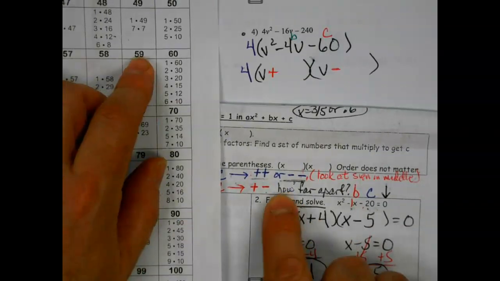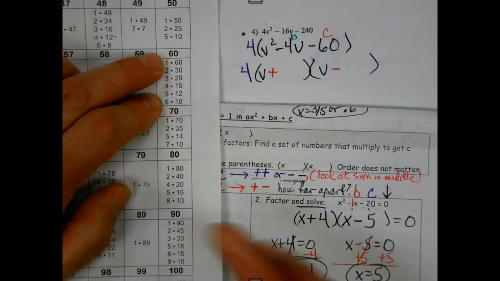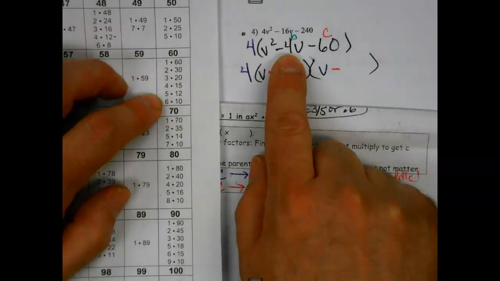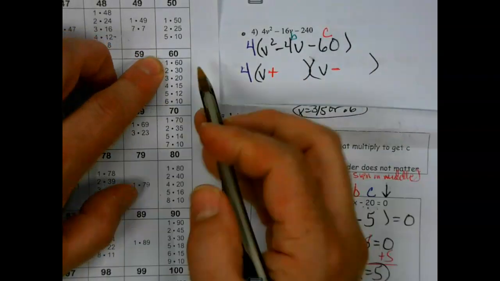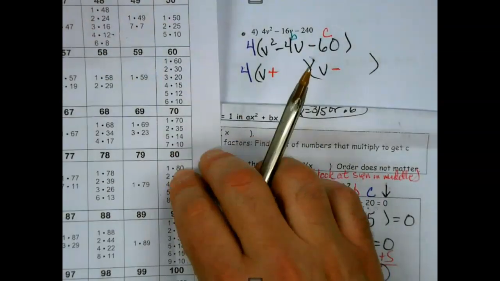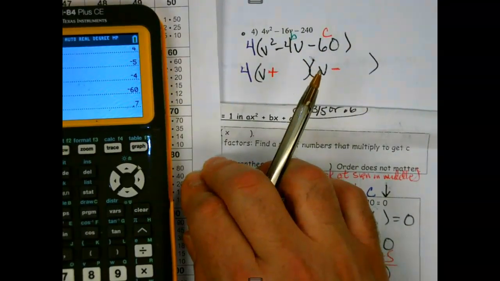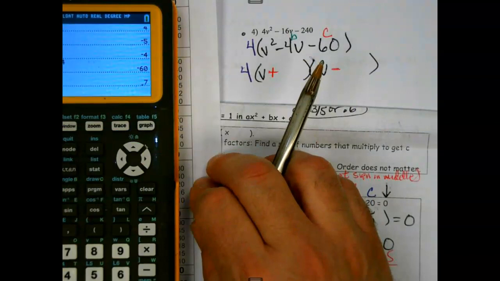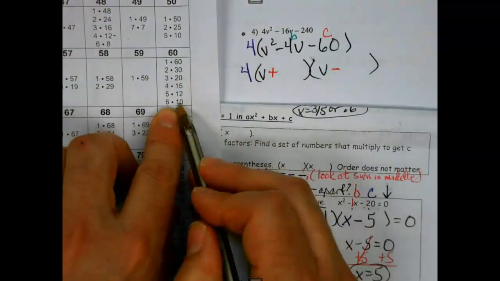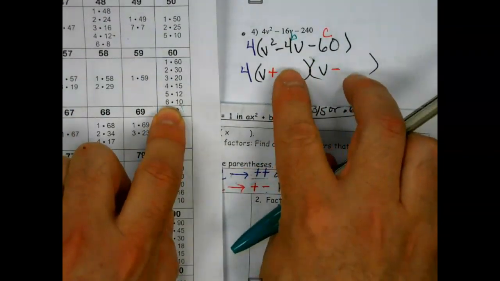Now it says how far apart. So I need to find a pair of these where the two numbers are 4 apart from each other. Definitely not 4 apart. Nope, nope, nope. Running out of options here. Are 5 and 12 4 apart? No. How about 10 and 6? 10 and 6, 4 apart. Okay, so I know it's these two, but which one goes where?